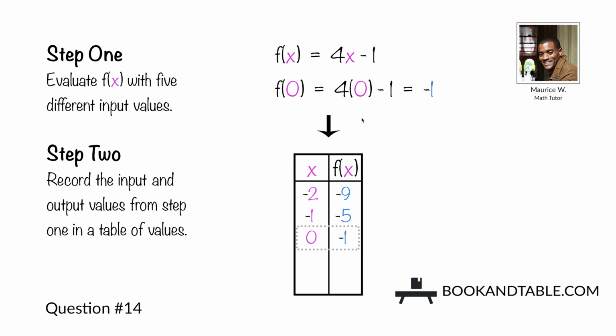F of 0 is equal to 4 times 0, which is 0. And 0 minus 1 is equal to negative 1. So the x value is 0 and the y value is negative 1.